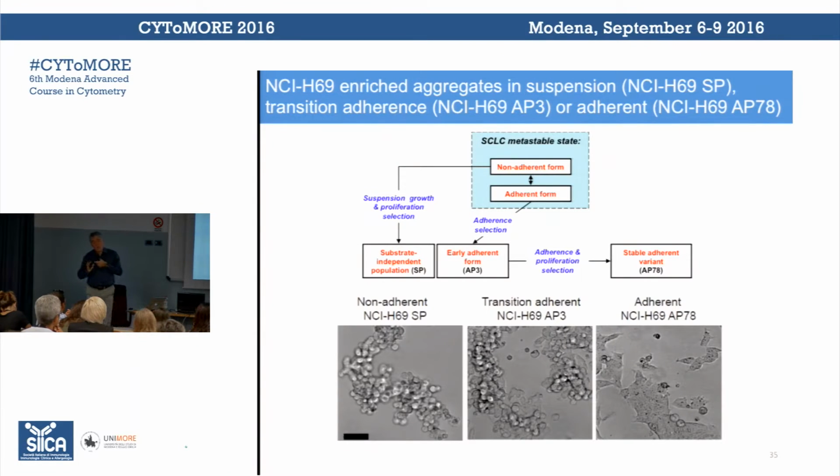So we set up a model in which we looked at this transition between substrate-independent growth as a community to partial adherence to full adherence, given that is one of the directions of plasticity that you can see. And therefore, it allows us to look for these transition states and look for gene signatures and target presentation that can be important at different points.